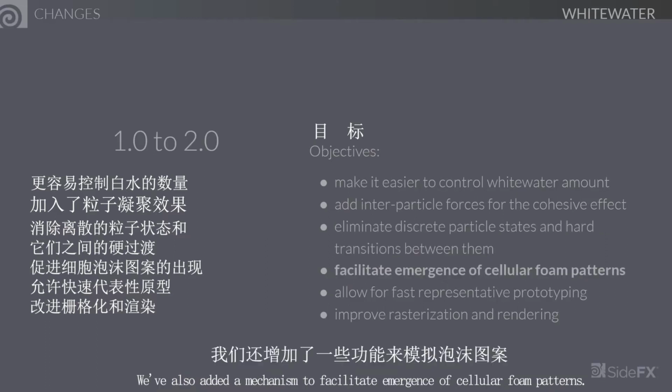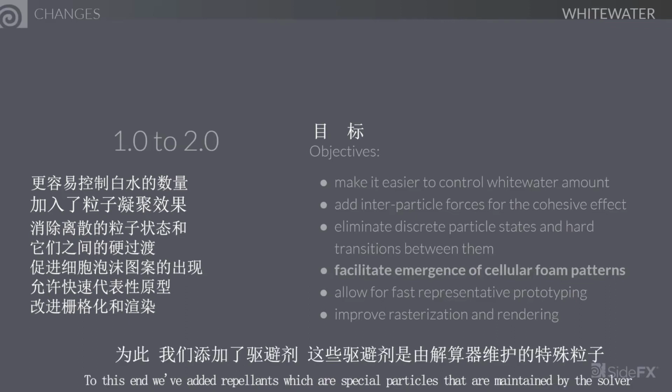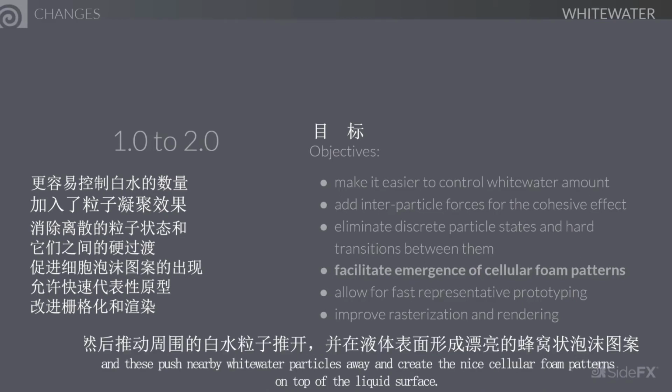We've also added a mechanism to facilitate emergence of cellular form patterns. To this end, we've added repellents, which are special particles that are maintained by the solver, and these push nearby whitewater particles away and create the nice cellular form patterns on top of the liquid surface.